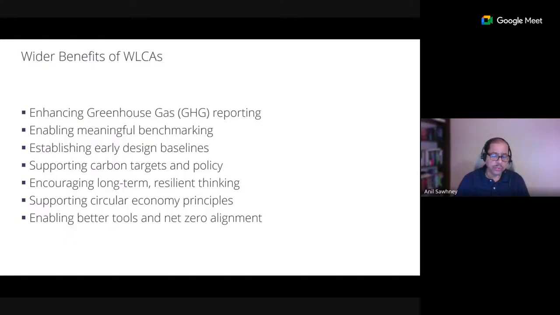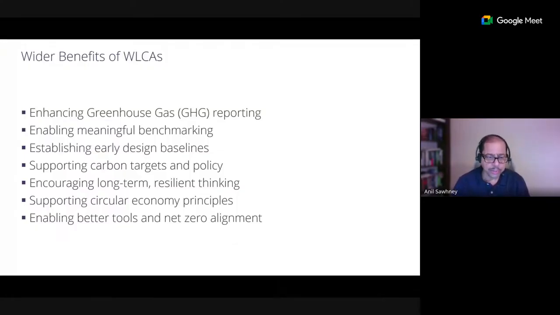WLCAs can be used for supporting carbon targets and policies. They encourage long-term and resilient thinking. So it introduced that idea of a whole life approach to all our decision making. It supports circular economy principles. I think in one of the sessions, Professor Aligaonkar is going to talk about circularity, so how circular construction is becoming an imperative.